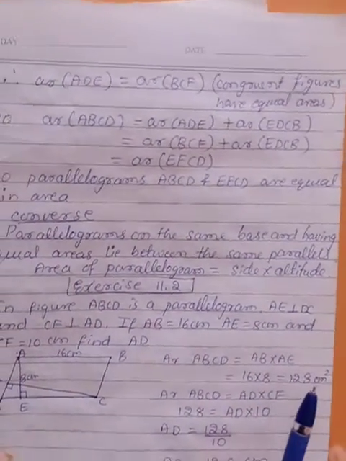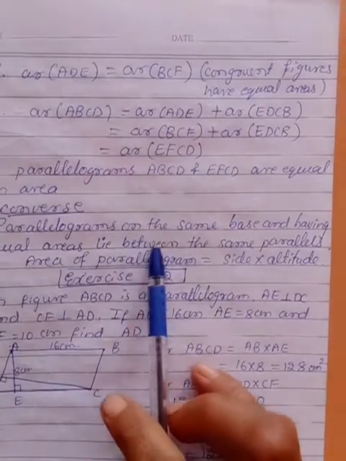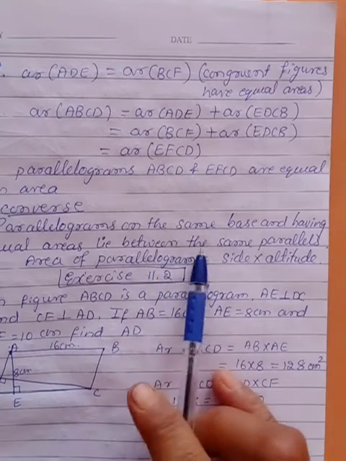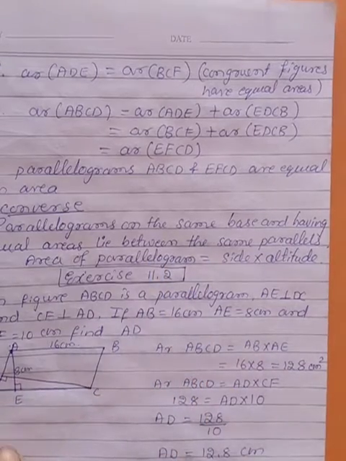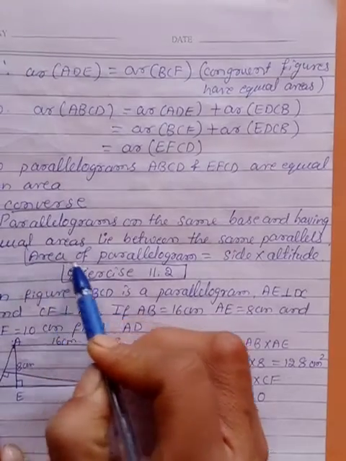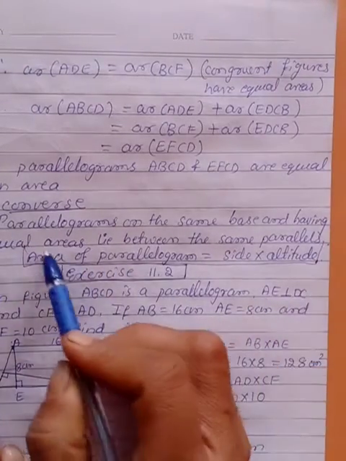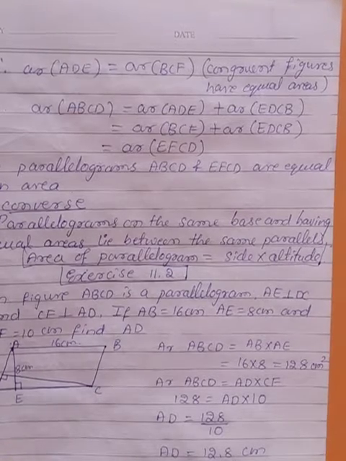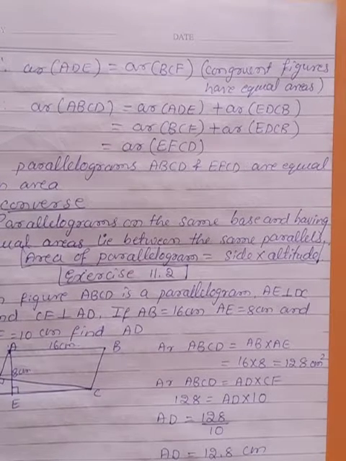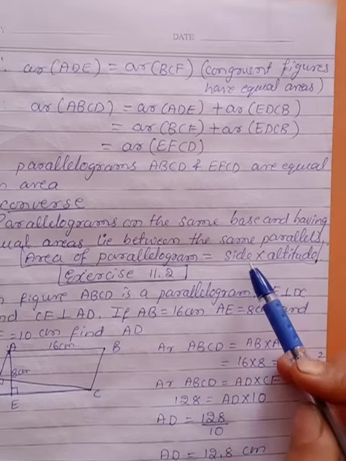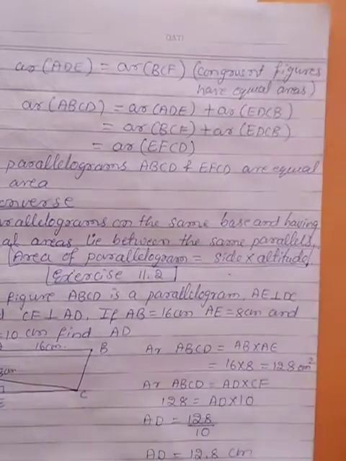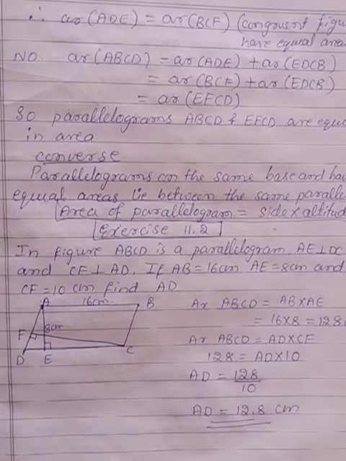Okay. So the converse. What does the converse say? Parallelograms on the same base and having equal areas lie between the same parallels. Now one more thing you should know in this lesson is the area of a parallelogram. You already know that a rectangle is a special type of parallelogram, so length into breadth you get. In the same way here, side into altitude you get. Okay. So related to this theorem we will solve a few problems, children.